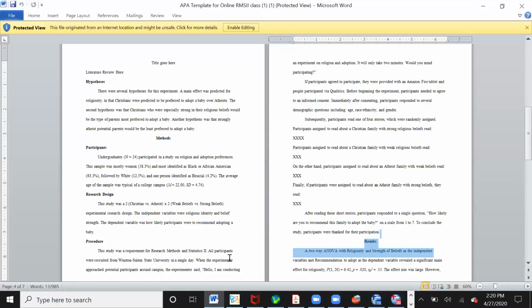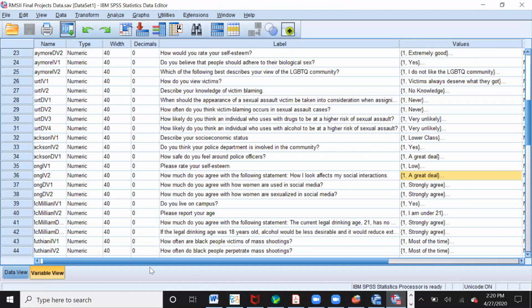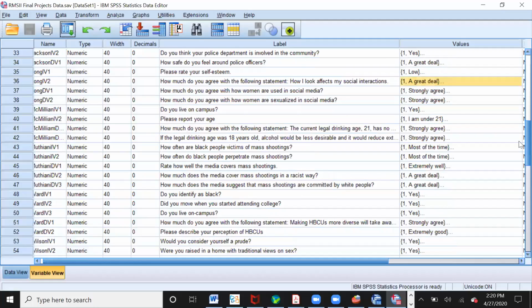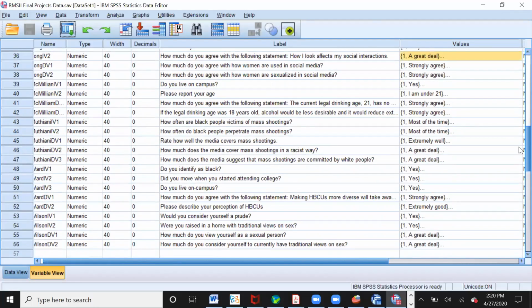Everyone was given informed consent at the beginning. And then you need to report your exact independent and dependent variable questions and how they could respond. I'm going to show you on here. Am I still sharing my screen? You can see my screen? Yes. Let me show you where you can find exactly how your questions were worded.